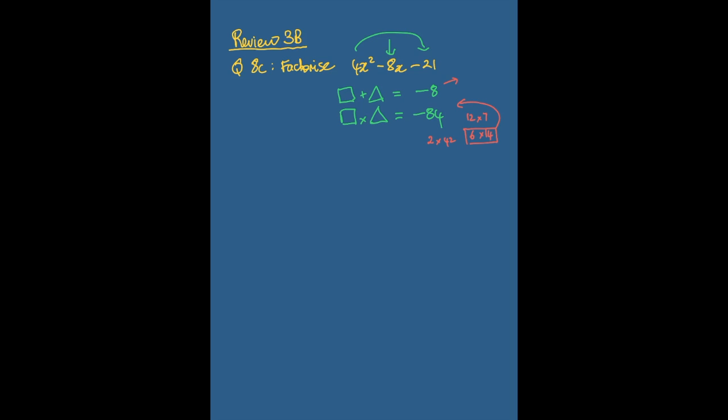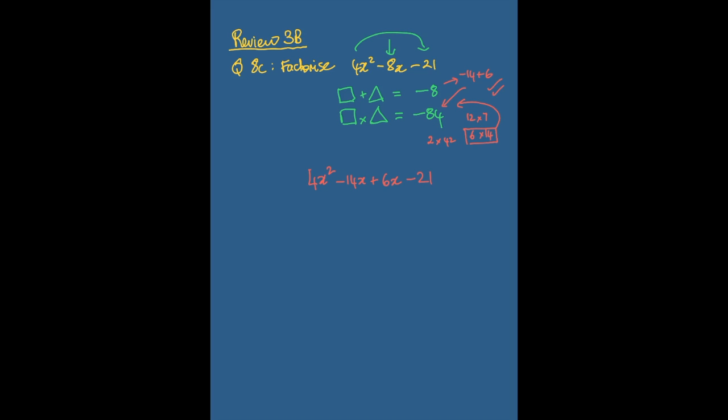So if I had -14 plus 6, that works. And -14 times 6, that works. Yippee! Okay, so now let's split the middle term. So we'll put 4x squared minus 14x plus 6x minus 21.